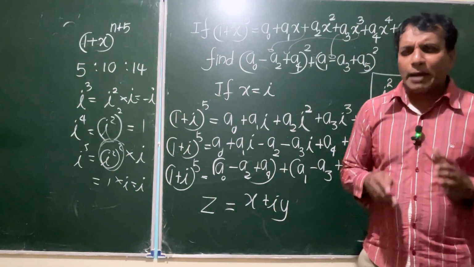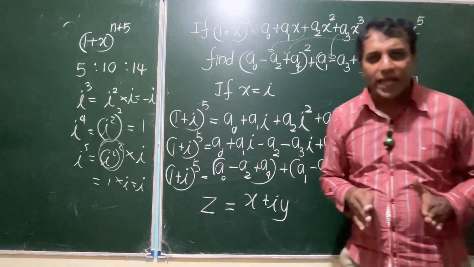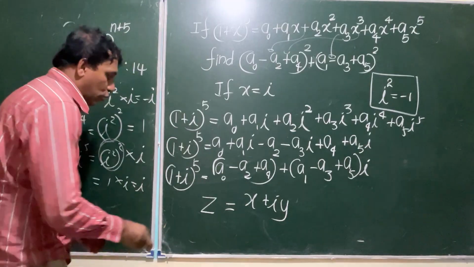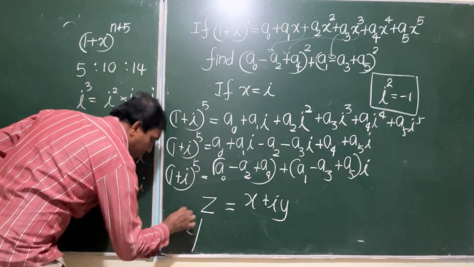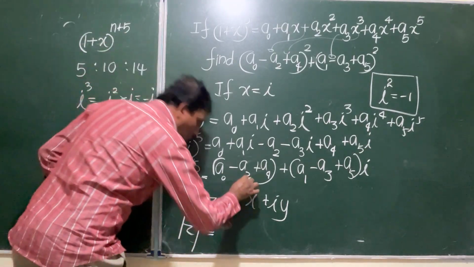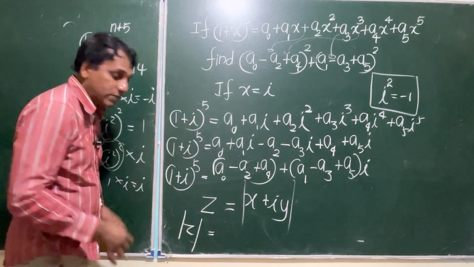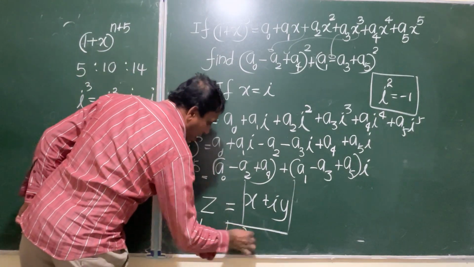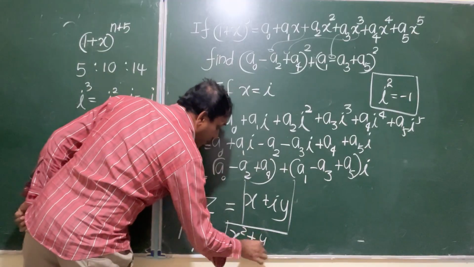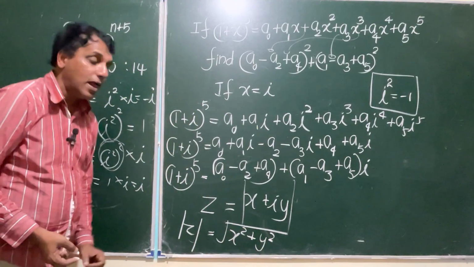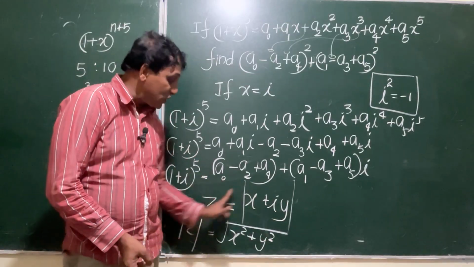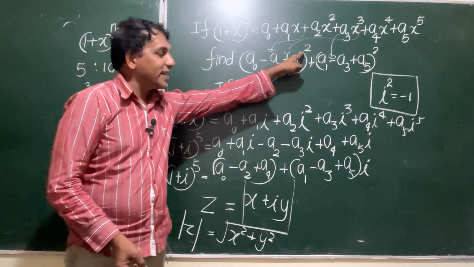So how do we find the absolute value of a complex number, or what we call the modulus of a complex number? The modulus is the square root of the real part squared plus the imaginary part squared. Real part squared plus imaginary part y squared. Wow, that's the technique here.